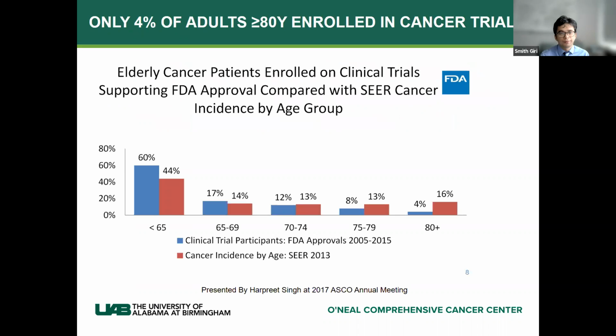Why did we study this? First of all, older adults over 80 years are not enrolled in clinical trials. In the FDA analysis presented at the 2017 ASCO meeting, the FDA reviewed all the clinical trial enrollment data submitted between 2005 and 2015, and only about 4% of this population were actually enrolled in clinical trials, as opposed to an incidence of 16% in the SEER database.